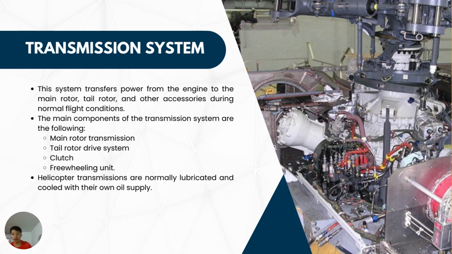Lastly is the freewheeling unit. This is also known as a one-way clutch. The freewheeling unit allows the main rotor to continue spinning even if the engine fails or is decoupled from the transmission. This critical safety feature ensures that the helicopter can perform auto-rotation, enabling a controlled descent in the event of engine failure.